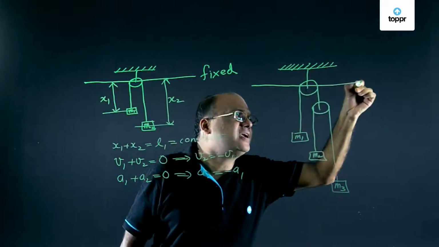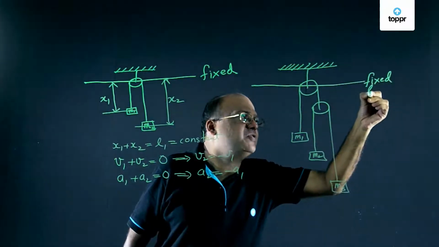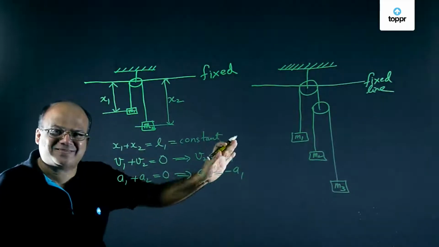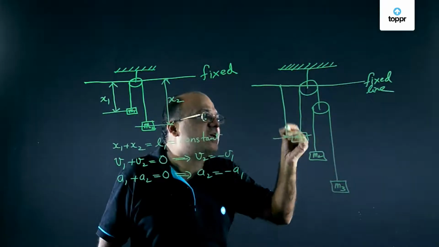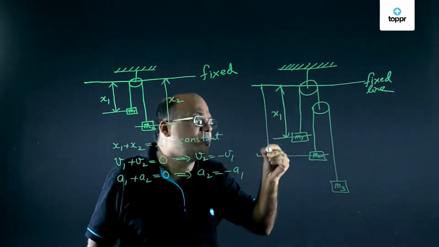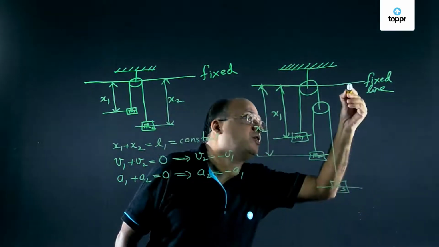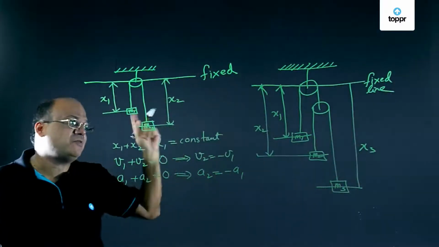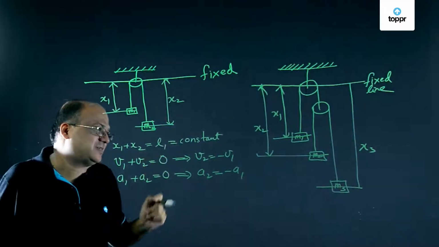Draw a fixed line at the topmost pulley. And everything we are going to measure from this fixed line, right? Not from anywhere else. The distance to M1, call it x1. Distance to M2, call it x2. And distance to M3, call it x3. All distances from the fixed line. That is very important, not from anywhere else.